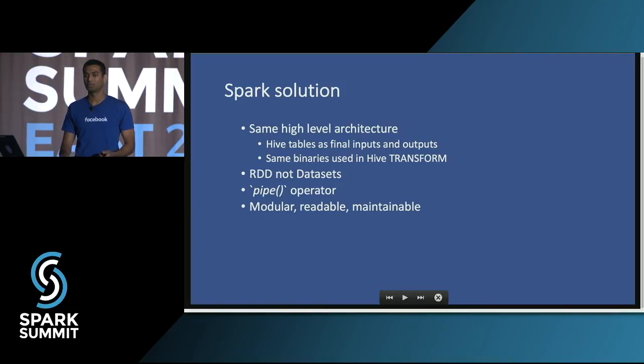And since we chose to use the RDD APIs, we had to use the pipe operator. For those who don't know, the pipe operator in Spark allows you to run any arbitrary C++ or Python or any bash command, and it passes the rows of the RDD to this process. And just like a Hive transform, your data is transformed by this process, and then Spark reads the output, serializes it into rows, and sends it to the next operator.